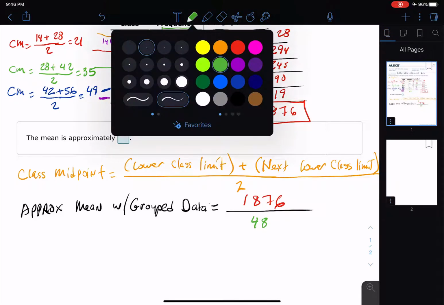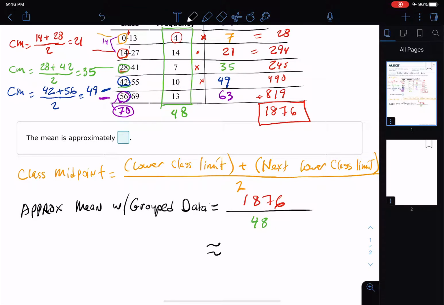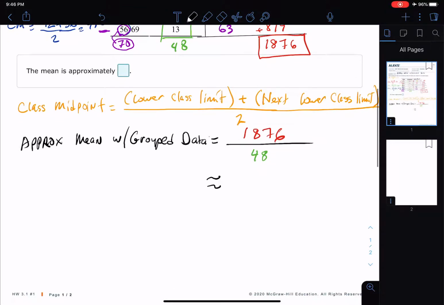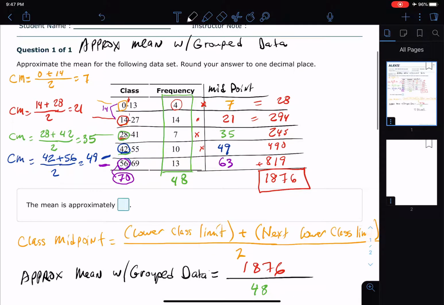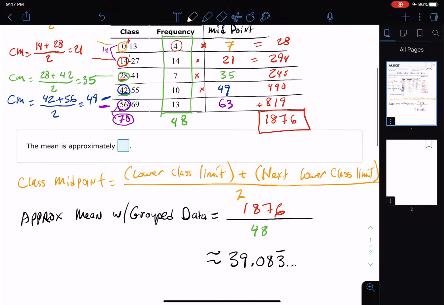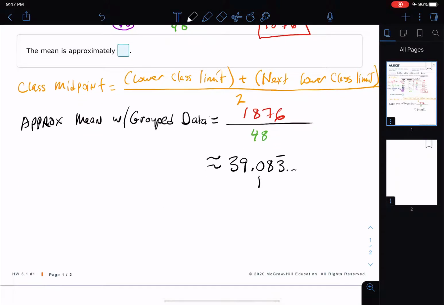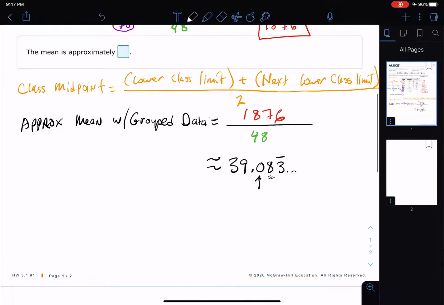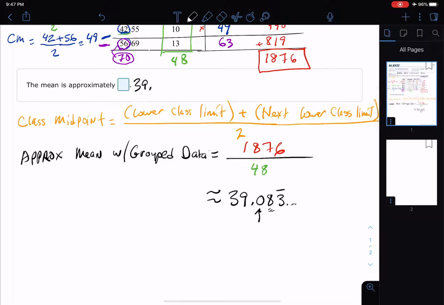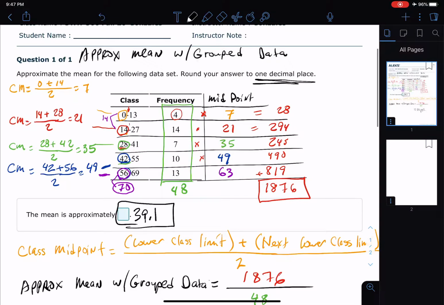And now when we go ahead and take 1,876 divided by 48, we get approximately 39.08, repeating 3. And with this problem, they asked us to round to 1 decimal place. So if I'm going to round this to 1 decimal place, that would be this one. I look at the digit to the right, and that's bigger than 5, so we round this up. So it's approximately 39.1. And that's my answer for my approximated mean when I have grouped data.